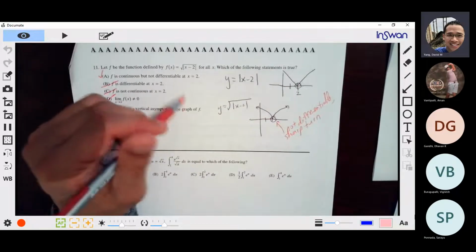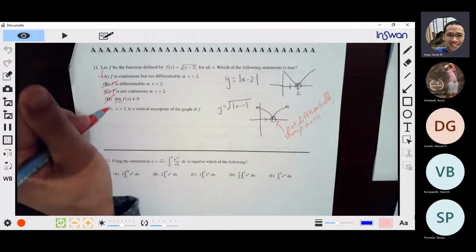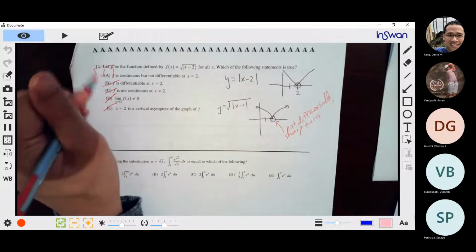Okay, a vertical asymptote is only going to exist if it's in the denominator of the function. So there's no denominator here, so there is no vertical asymptote. Just answer choice A.